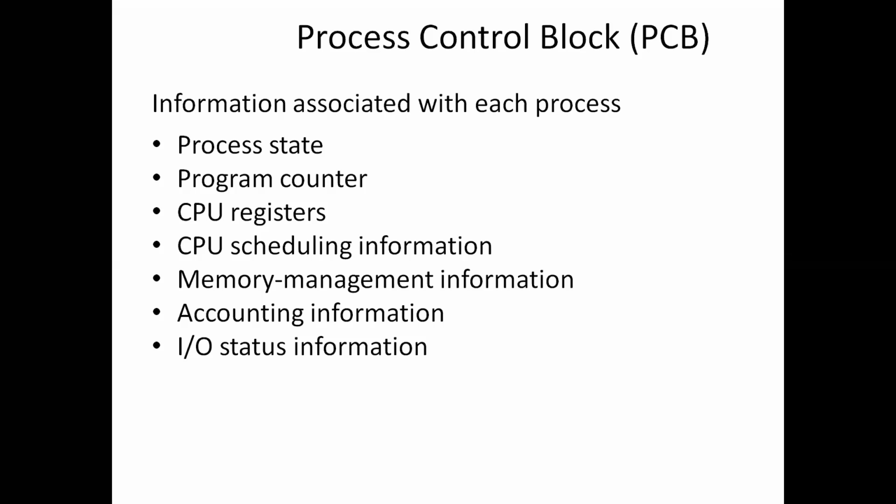Process state means it is nothing but what state the process is in. The process's current state will be held by this process control block. And program counter. This program counter indicates the address of the next instruction to be executed for the process.